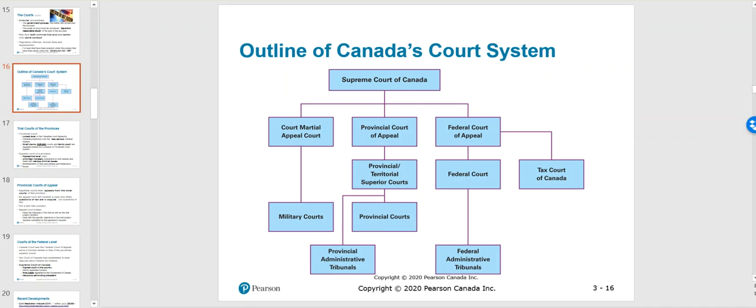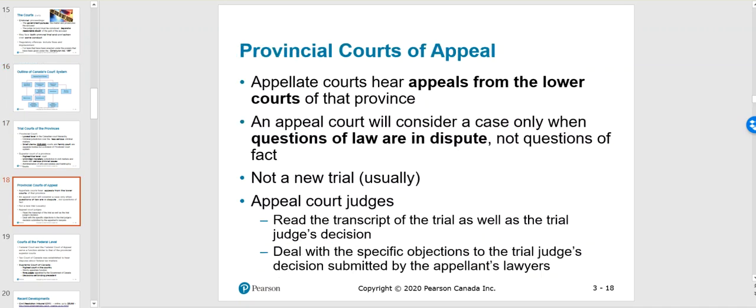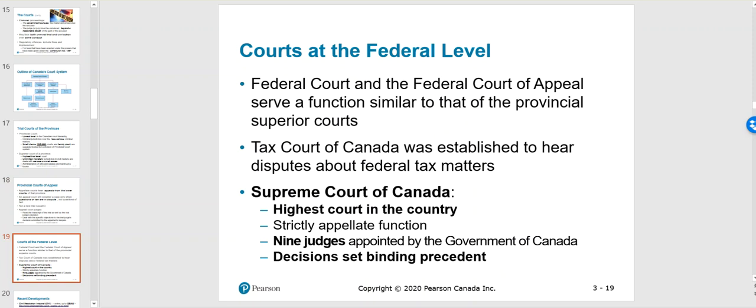So the Supreme Court of Canada will hear few cases. Not all cases will reach the Supreme Court of Canada. And for cases that cannot be appealed to the Supreme Court of Canada, the Court of Appeal's decision is final and binding on lower judges because of the stare decisis principle. Okay? So the Supreme Court is our highest court in the country, composed of 9 judges or justices as they are called, and their decisions are binding precedent. Why? Because they are the highest court in the country. Okay?